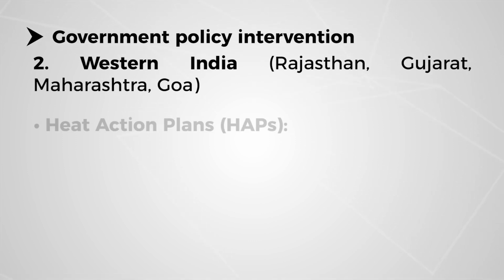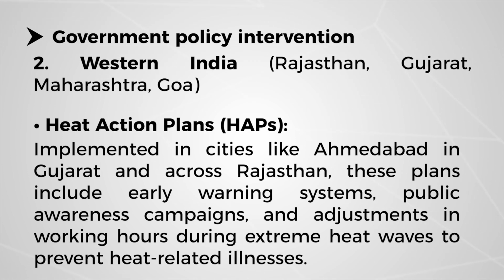Heat action plans are implemented in cities like Ahmedabad in Gujarat and across Rajasthan also. These plans include early warning systems, public awareness campaigns, and adjustment in the working hours during extreme heat waves to prevent heat-related illness. For example, at peak heat you have to close all these offices.